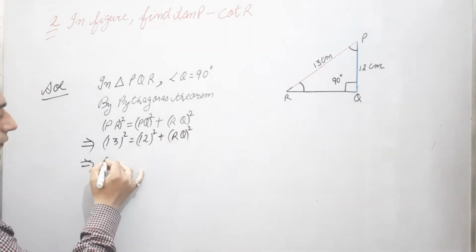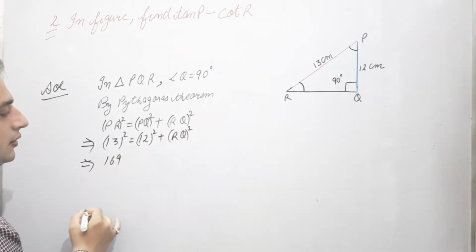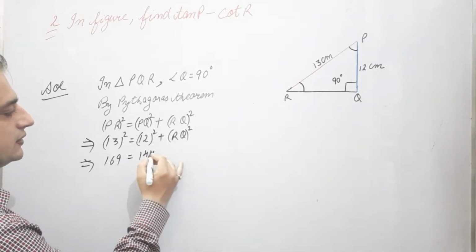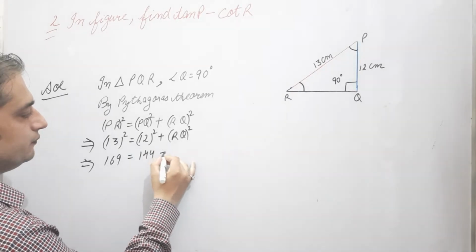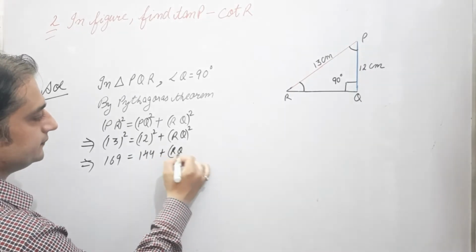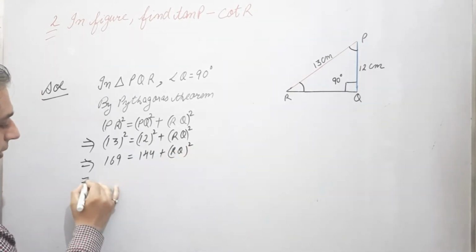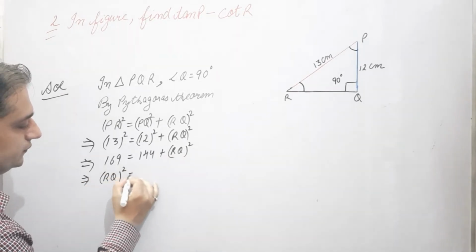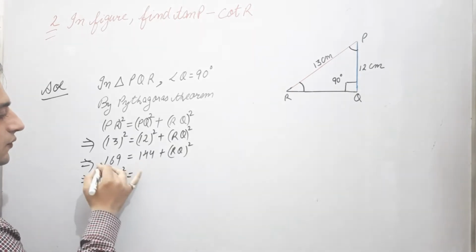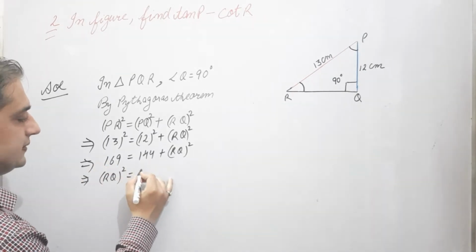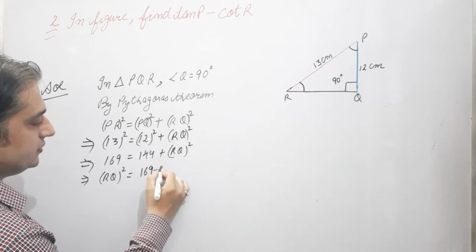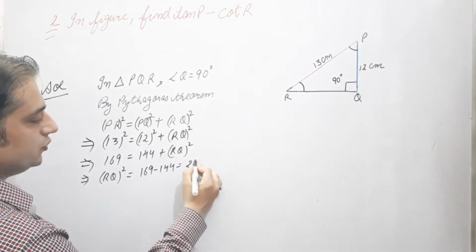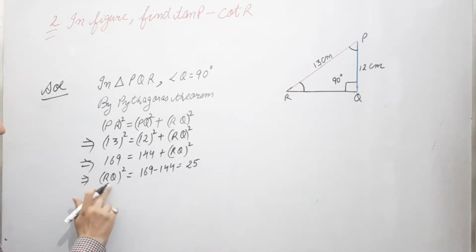So solve it. 169 is the square of 13, and 144 is the square of 12, plus r cube square, which we have to find. So it implies r cube square is what? Transpose 144 to the left-hand side, so it becomes 169 minus 144. When you subtract it, you will get 25. But that's the value of r cube square.